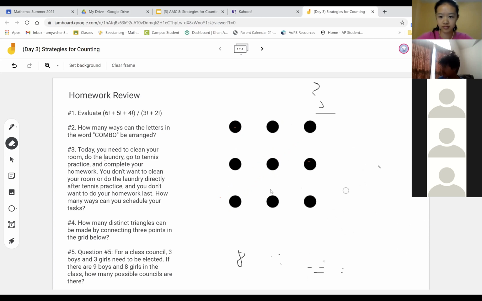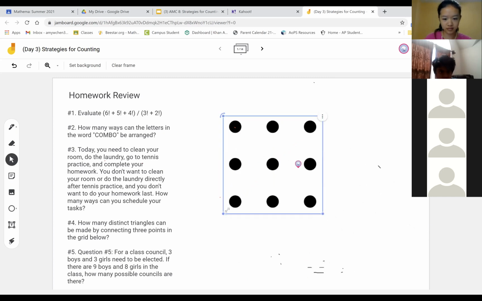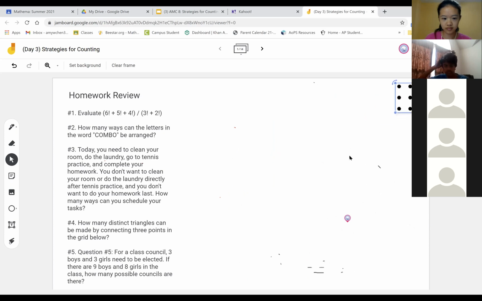So what I did was I did 9 choose 3 times 8 choose 3, and then you get 84 times 56, which is 4,704. Yep. And Tanisha, is this combinations or permutations? Remember, permutations is where order matters, and combinations is where order doesn't matter. Permutations? Okay, so this is actually combinations because we don't really care about the order because it's a council.